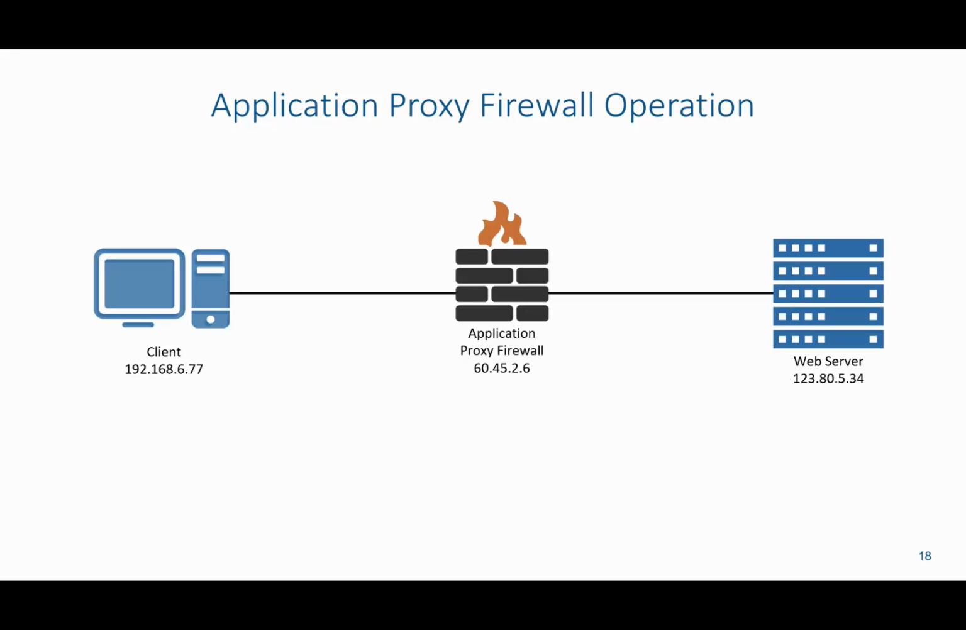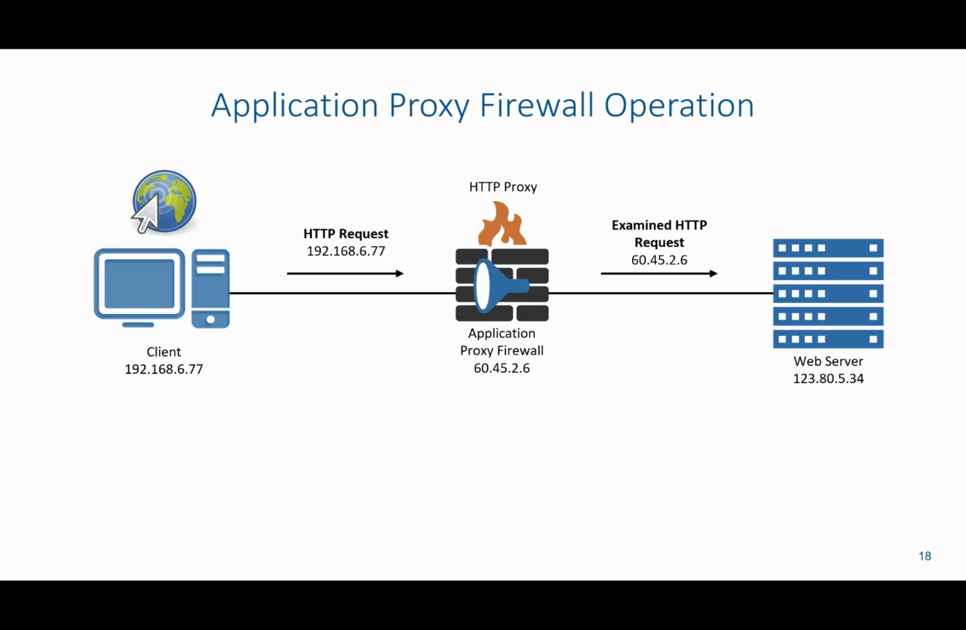In this video, we're going to cover application proxy firewalls. The way that application proxy firewalls work is it's for a specific application, such as a web application, an FTP application, an SMTP application. So for example, a client is going to use their browser to connect to a web application. They're going to send an HTTP request to a server using their IP address.